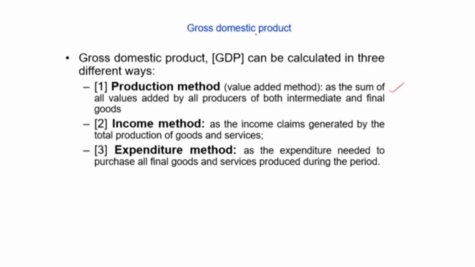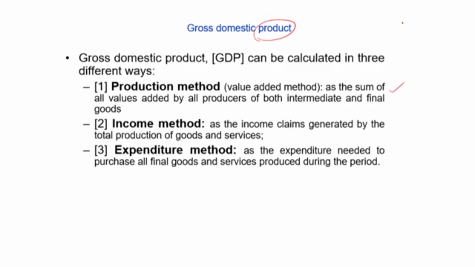So before going further, let me make it clear once again. We can call it gross domestic product. We can also call it gross domestic income. We can also call it gross domestic expenditure. The product is equal to income is equal to expenditure.